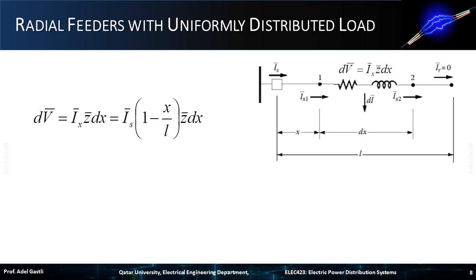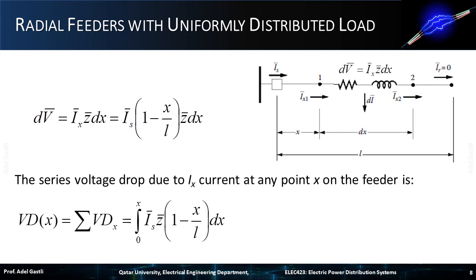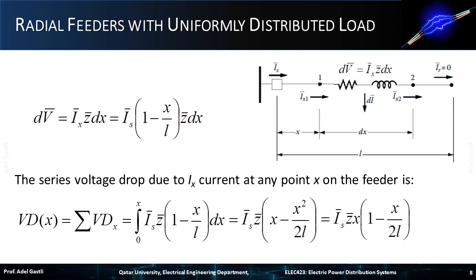So, we can express the differential voltage drop at distance x on the feeder as dV equals Ix z dx, that equals Is times 1 minus x over L times z dx. The series voltage drop due to current Ix at any point x on the feeder can be expressed as the sum of differential voltages, or the integral from 0 to x of the previous expression of dV, which can be developed further and expressed by this equation, or by this equation.